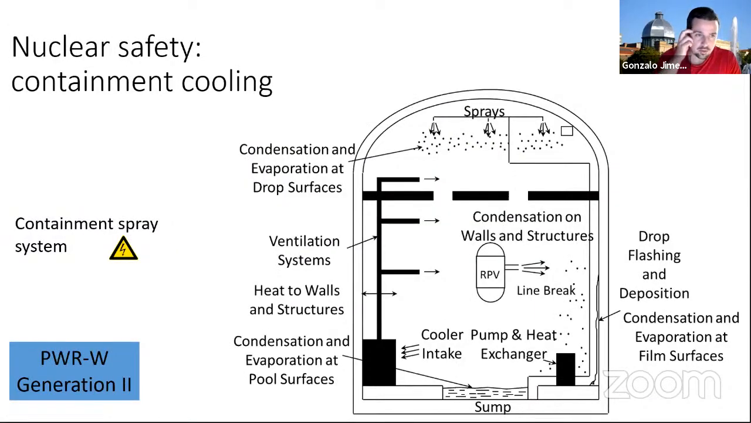Okay, if we talk about the containment, if we have a break in the primary circuit, all this mass and energy will be released to the containment. So we have to avoid any rupture of the integrity of the containment and release of potential radionuclides to the exterior part of the environment. So we will need different systems. For a generation 2 reactor, we have this spray system, which is an active system that operates in case the pressure and the temperature of the containment is high enough.